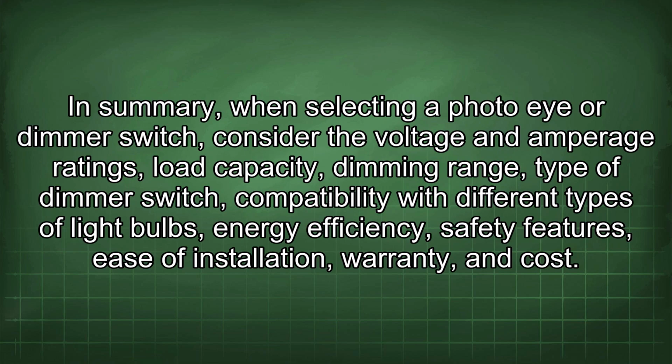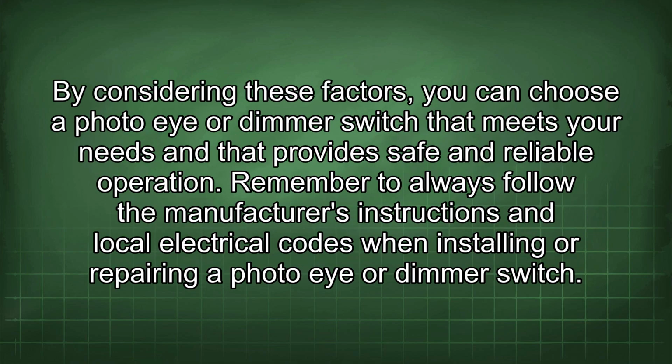In summary, when selecting a photo eye or dimmer switch, consider the voltage and amperage ratings, load capacity, dimming range, type of dimmer switch, compatibility with different types of light bulbs, energy efficiency, safety features, ease of installation, warranty, and cost. By considering these factors, you can choose a photo eye or dimmer switch that meets your needs and that provides safe and reliable operation.